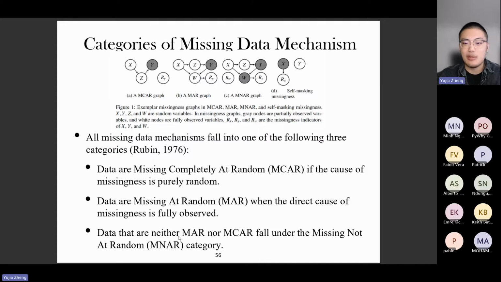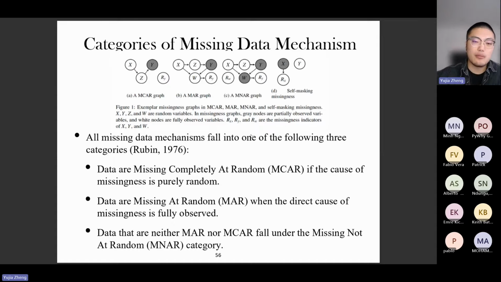And the third type is neither MAR nor MCAR. It is missing not at random, which means that like figure 1C, we observe the cause of the missingness, W here. However, W is a gray node, which means that it's not fully observed. So it's called missing not at random.